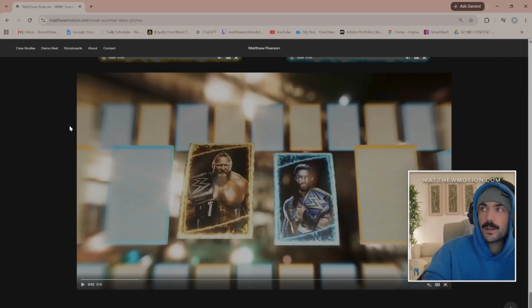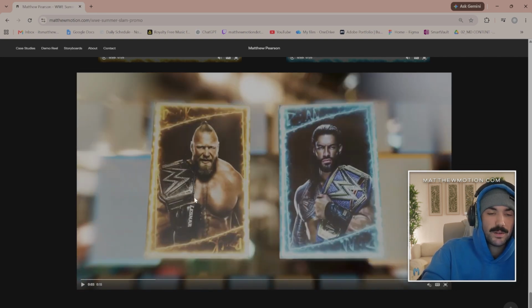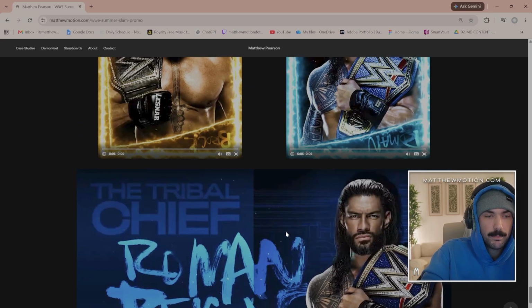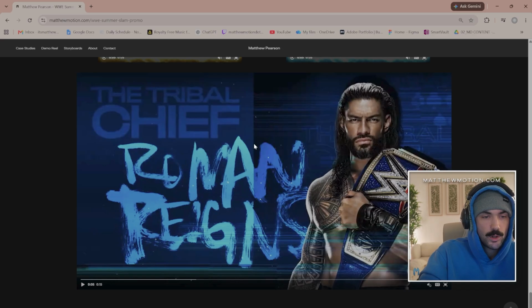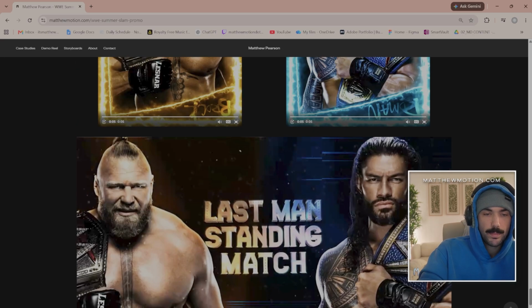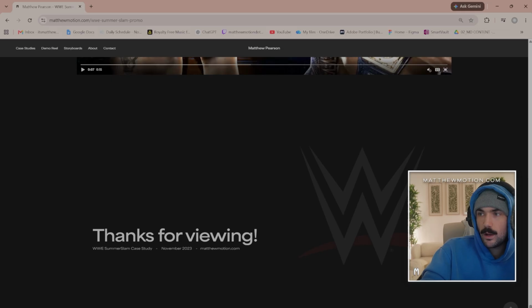So you could put any one of the two that are going to match up, and then they sort of spawn, and then it's like, boom. Then it locks into the same text in this whole big frame where it's like, okay, boom. This is the Tribal Chief, Roman Reigns versus Brock Lesnar, and it has the same color palette as the thing. So yeah, I hope that helps.